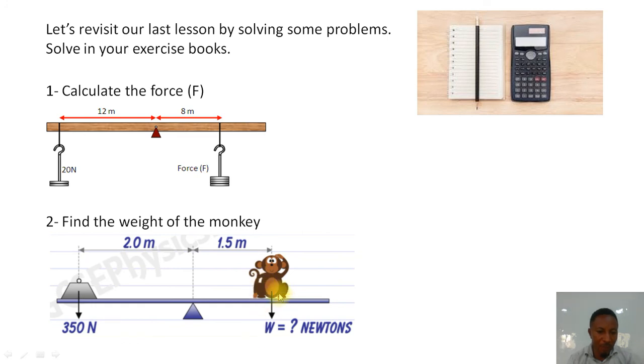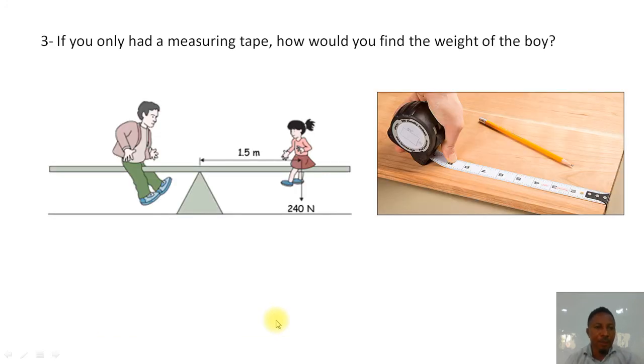You can also apply the principle of moment here. W times 1.2 for the clockwise moment, 350 times 2 for the anti-clockwise moment. Equate both and solve for W. If you only have a measuring tape, how would you find the weight of the boy? Any idea?